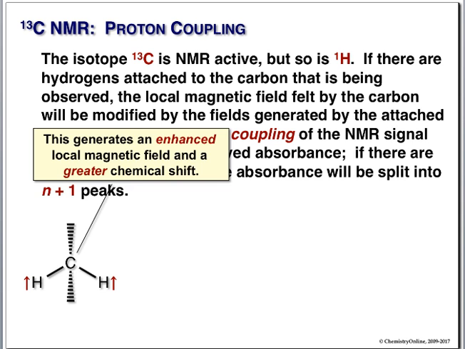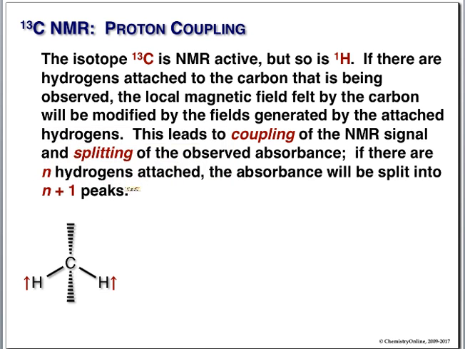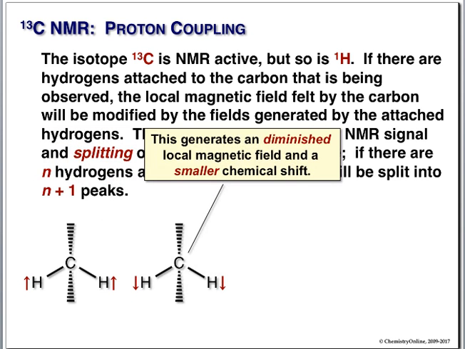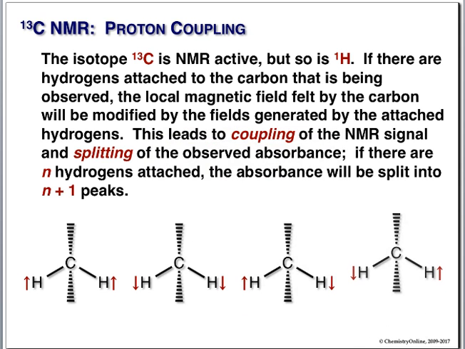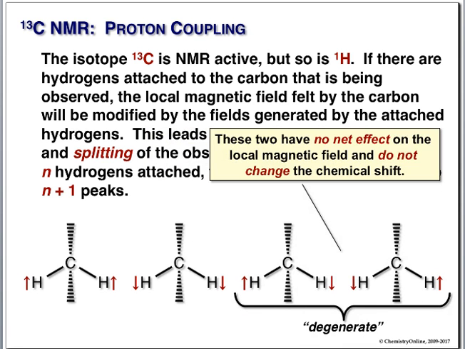Now, if both of these hydrogens happen to orient down, this is going to diminish our field. When our field diminishes, it moves to a smaller chemical shift. Now we can have 2 degenerate states with an up-down and a down-up. These have no effect because they cancel. So these will occur at the anticipated value for this carbon.